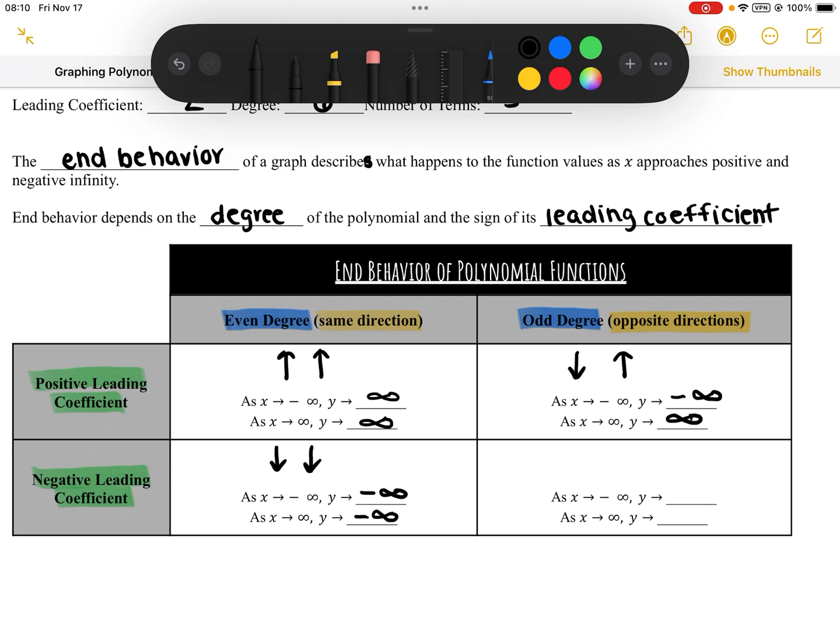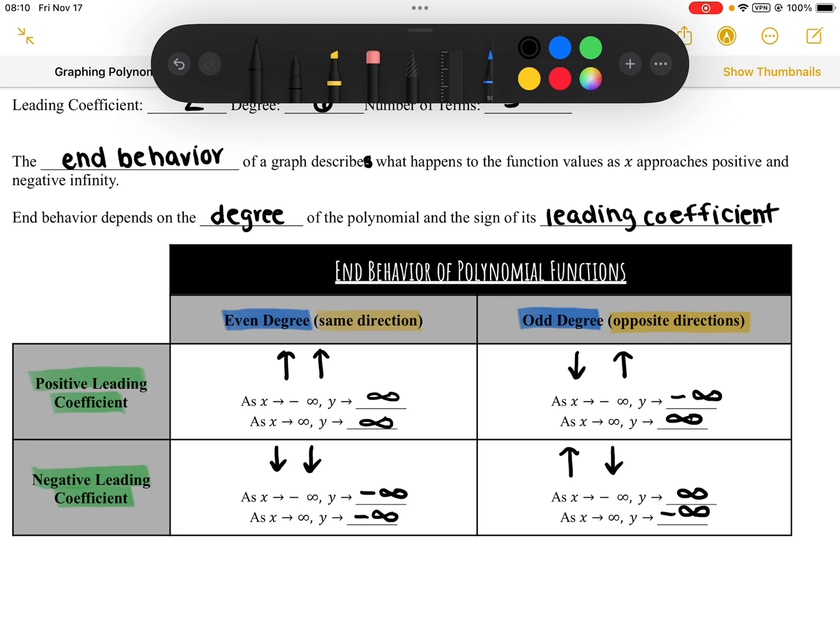The last situation, odd degree, negative leading coefficient, my first direction is going to be going up, the other one down. So on the left side, your graph is going to get bigger. Y will go towards positive infinity. On the right, your y value is going to get smaller and smaller, go towards negative infinity.